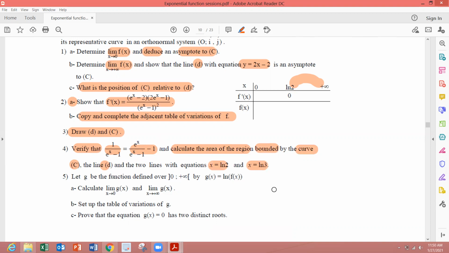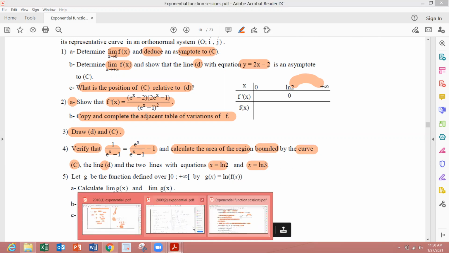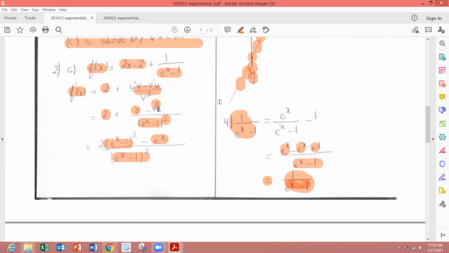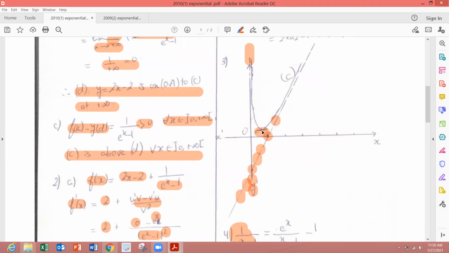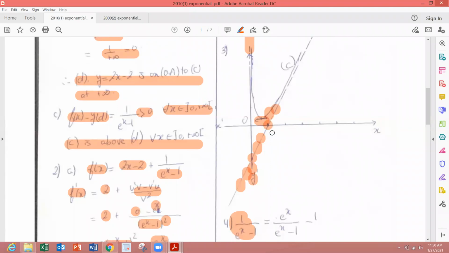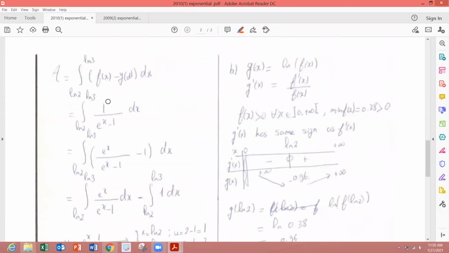The area equals the integral of f(x) minus y_D. Here we notice C is above D, between ln 2 and ln 3, meaning this area here. Since C is above D, the area equals the integral from ln 2 to ln 3 of f(x) minus y_D dx. We should always put absolute value, but here we know C is above D, so it is not necessary.